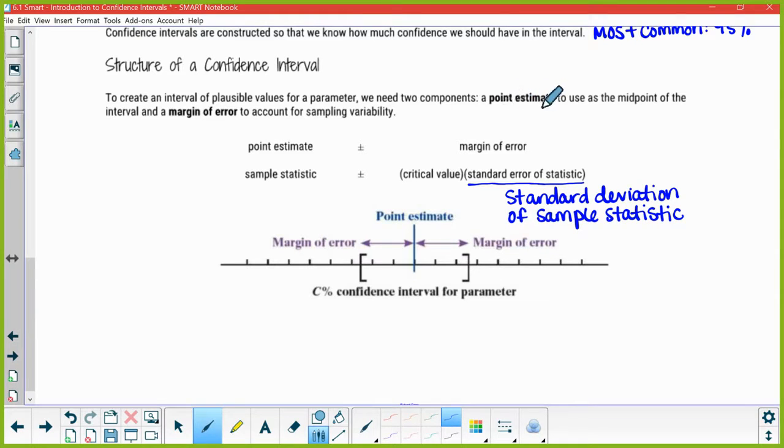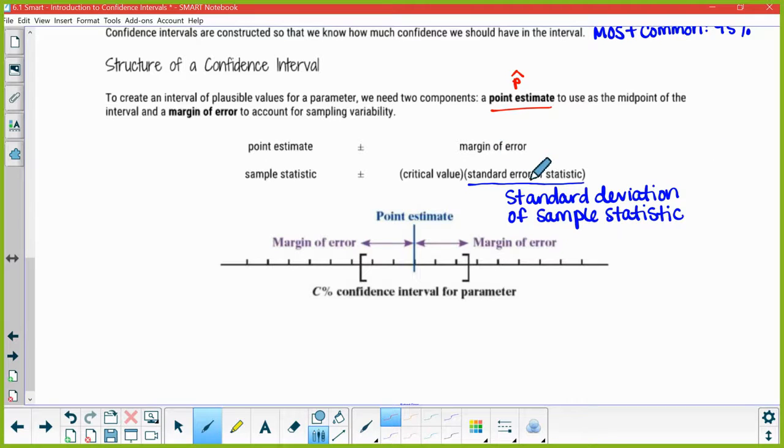We need the point estimate, and for the sake of this unit, our point estimate is always going to be a p hat, just because we are in the proportions part of inference. Our point estimate is p hat, to use as the midpoint of the interval, and a margin of error to account for sampling variability. That margin of error is our distance to the left and to the right to our upper and lower bounds. So the structure is point estimate plus or minus margin of error.